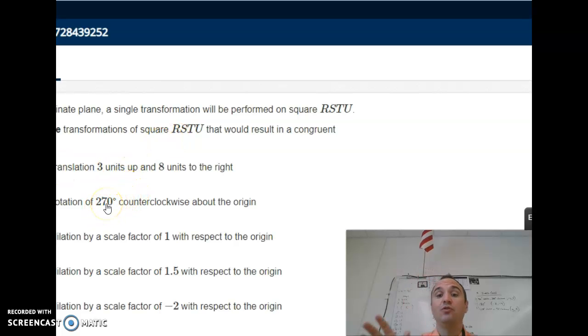Rotation 270 degrees counterclockwise. Did it change the shape about the origin? No, it's still the same shape. The only other one we would say is dilation, which we will get to later in the week, but 1 is the one that will keep it the same. Dilation, smaller numbers give you bigger and bigger numbers give you smaller. It's all part of ratio. So we'll go over dilations this week, but stick to this one here.